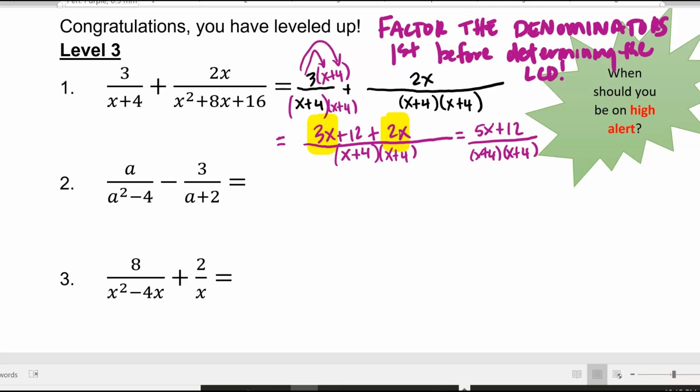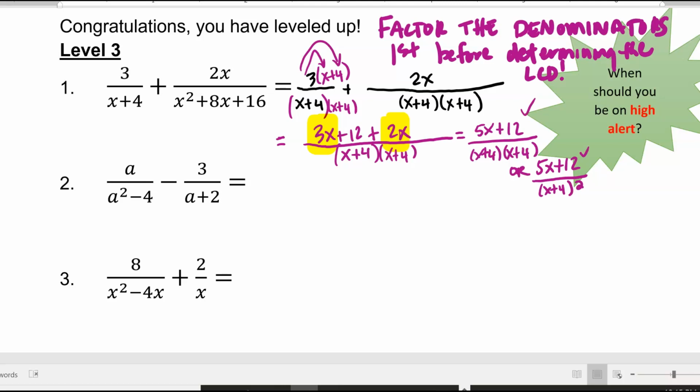Now at this point, when you realize you can't simplify it any further, you could rewrite it if you wanted to as 5x plus 12 over x plus 4 squared. But notice I put or. I will take that answer or this answer.